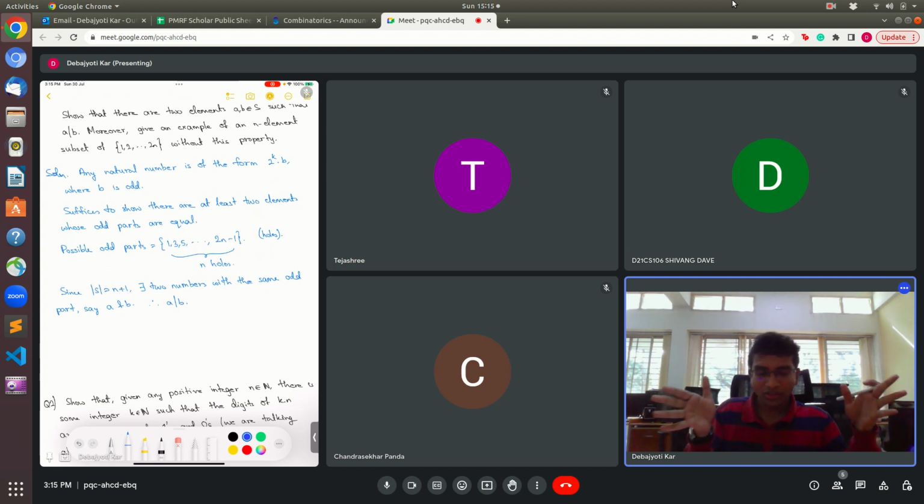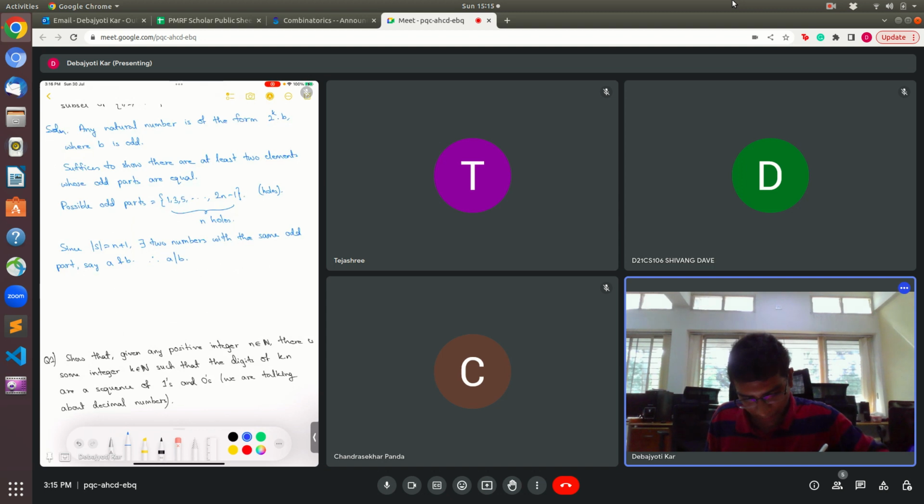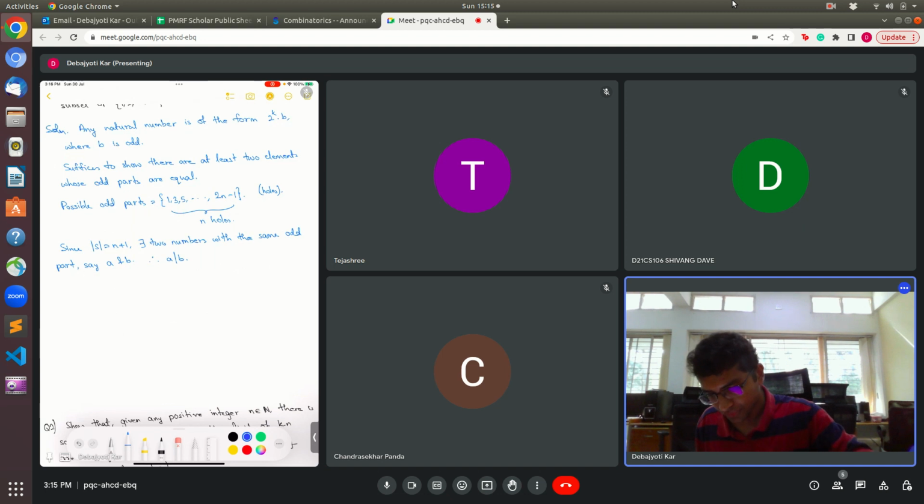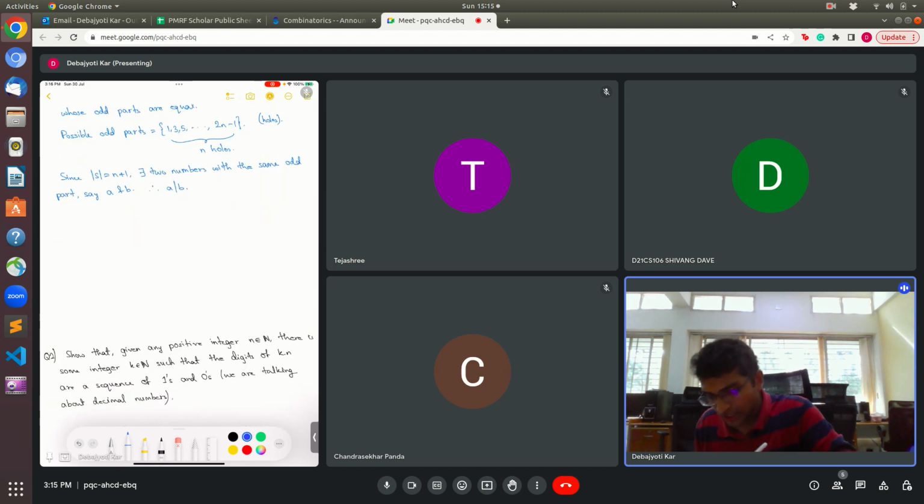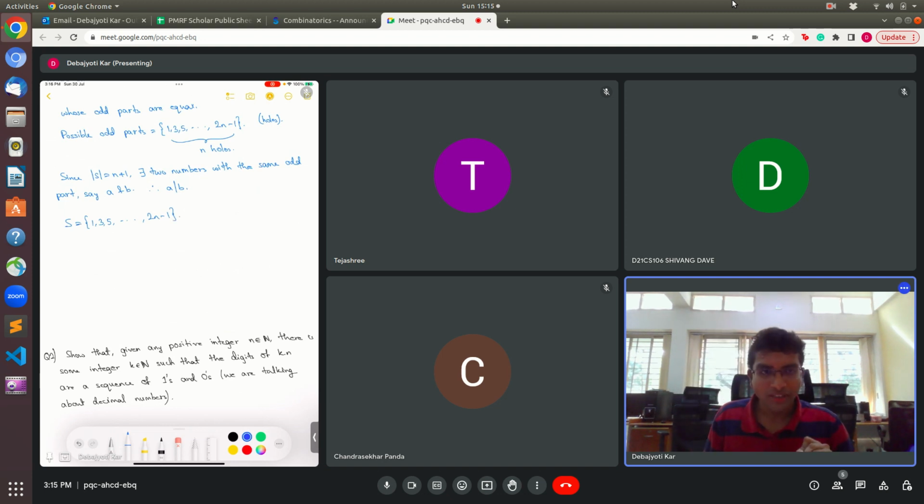So then these n numbers, we know the odd parts of these n numbers. The odd parts must be 1, 3, 5 up to 2n minus 1. Now we just need to somehow construct the even parts of these numbers so that no number divides any other number. Okay, so how do we do this? Let's say we start with this. So these are the odd parts of the numbers.